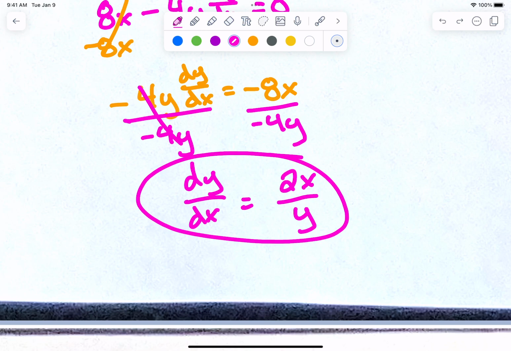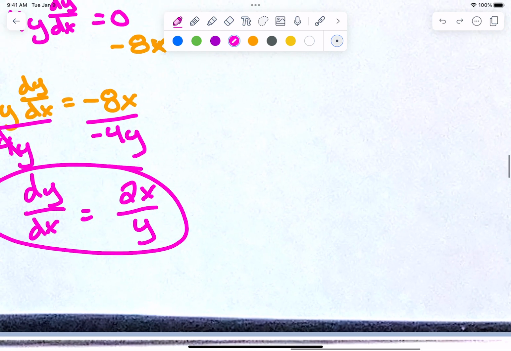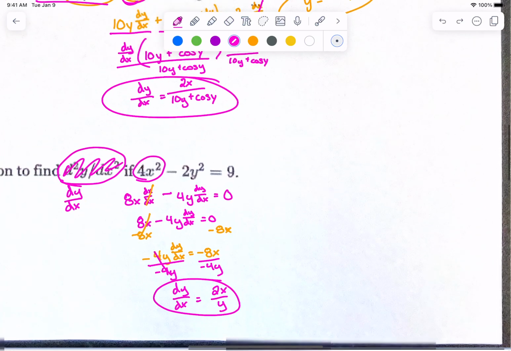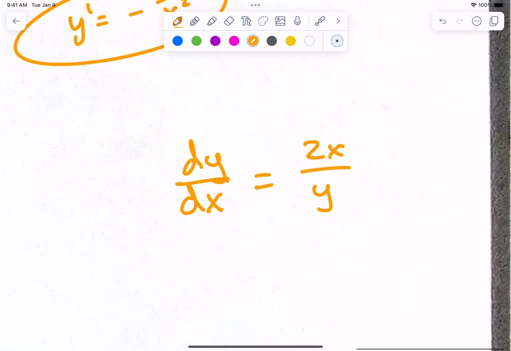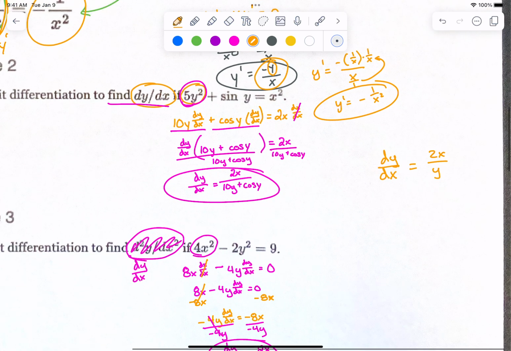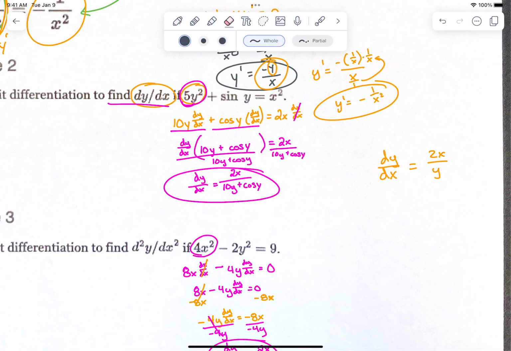This is exciting. dy dx equals 2x over y. I'm just starting it up here at the top. For some reason, I still am not really sure why they do it, but they write the second derivative as d squared y over dx squared. I have no idea why they do that.